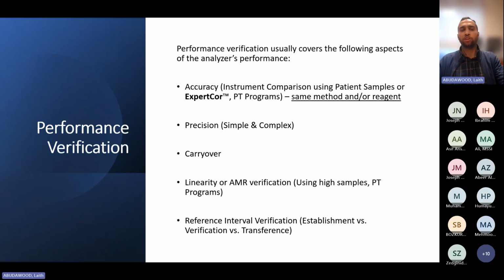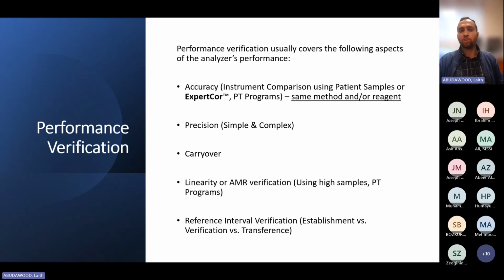So accuracy, how do I check my accuracy? Accuracy basically is how true is the measurement that I'm doing. When I get an APTT of 35, is it really the accurate measurement? Maybe my APTT should be 50 for this patient, but my analyzer is not measuring correctly. How do I check this accuracy? How do I measure that I'm actually close to the true measurement that I should be obtaining?